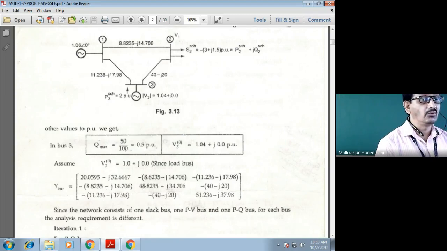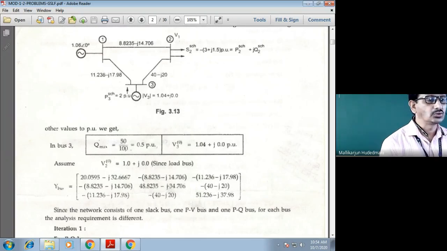If I want to convey to you, what is y22 for me? Y22 is the addition of the admittance of this 1 to 2 line, 8.8235, with 40, it becomes 48.8235. You can see here 2 cross 2 in the matrix, and the reactive term minus j 14.706 and 20, it becomes minus j 34.706. You can visualize very easily. That is 2 cross 2.